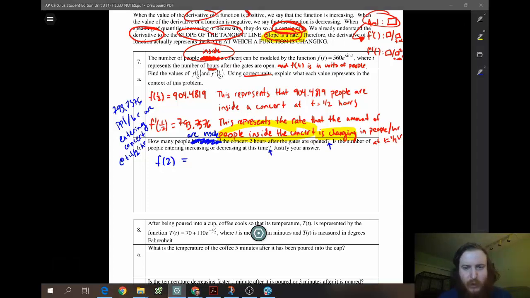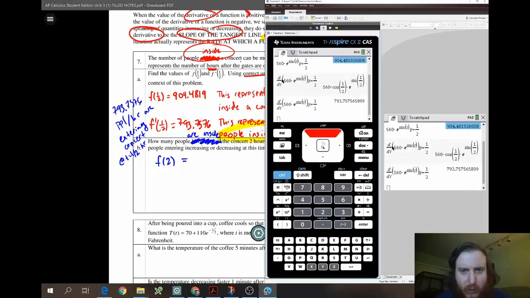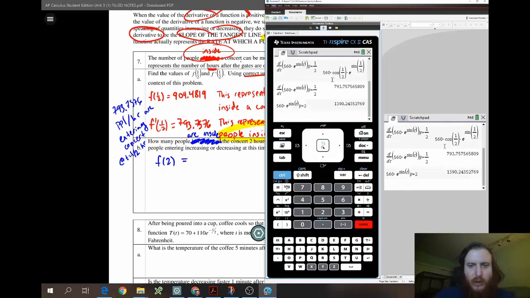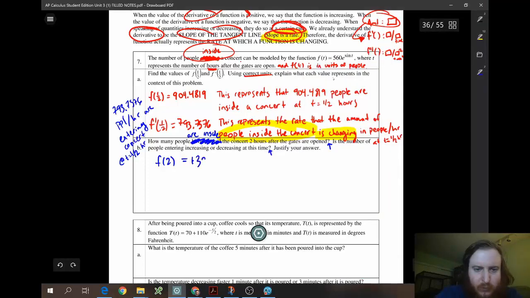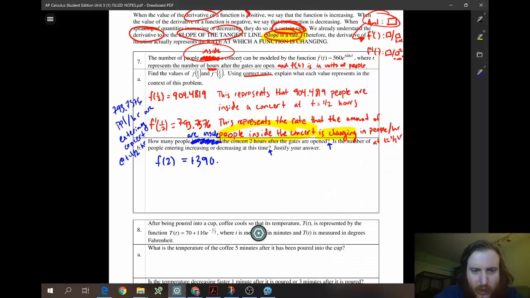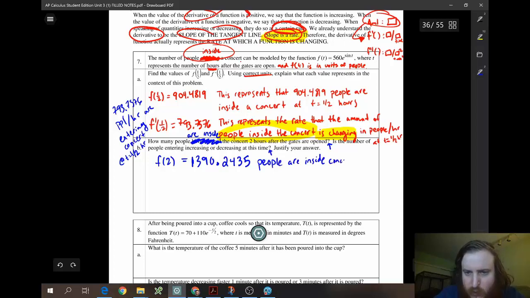So f of 2, that's going to be from my original. So not the derivative part, but the original part up here. We're going to come up here, highlight it, and change this to 2. And I know I need to hit Control Enter. So we get 1390.242435. And again, most questions would probably ask us to round this to a whole number, but since they didn't, I'm not going to. So 1390.243, basically I'm going to just say people are inside the concert at t equals 2 hours. So I'm just going to rewrite it.